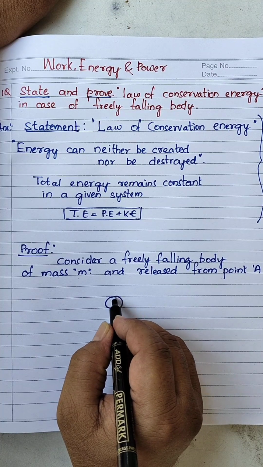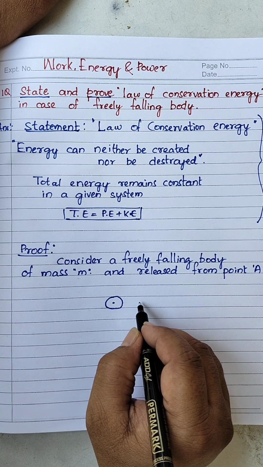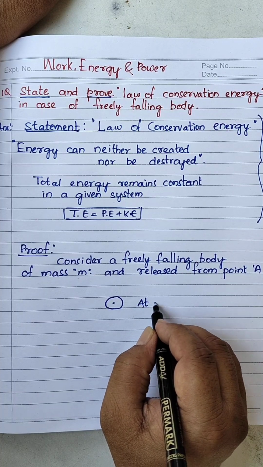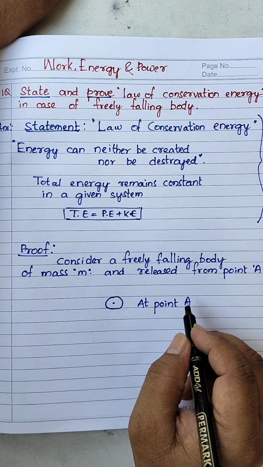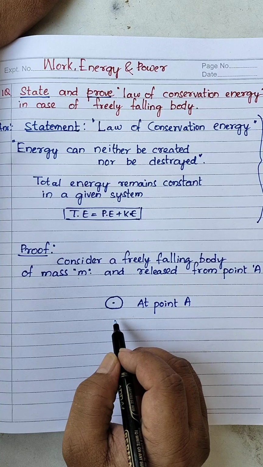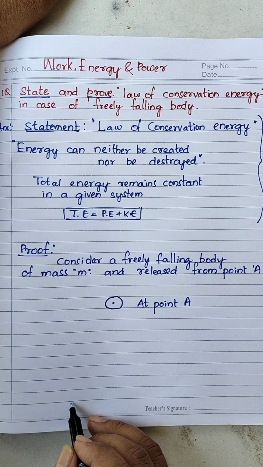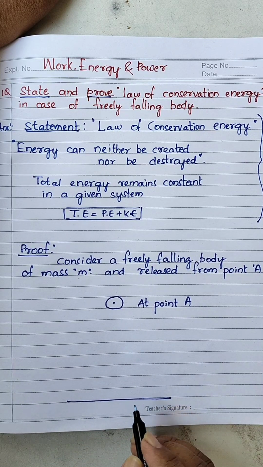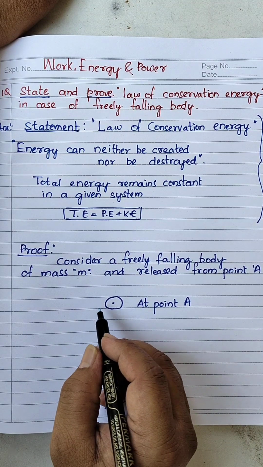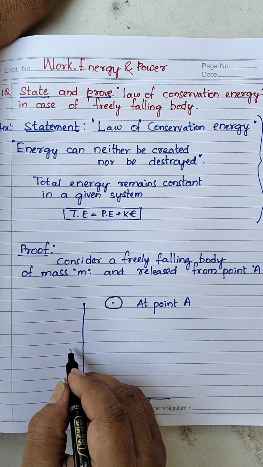Consider a freely falling body. This is the freely falling body, and this is point A. Now this is released from point A. Before releasing, I consider this is the ground, and from the ground to the mass of the body, this is the height.